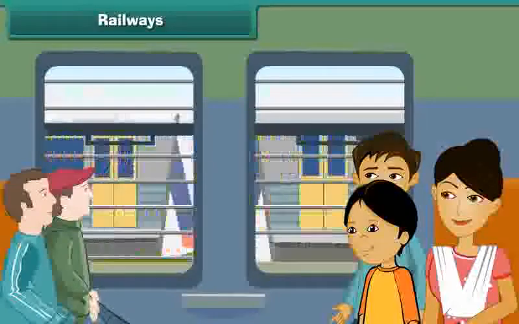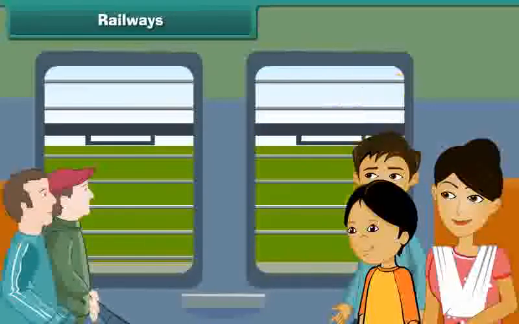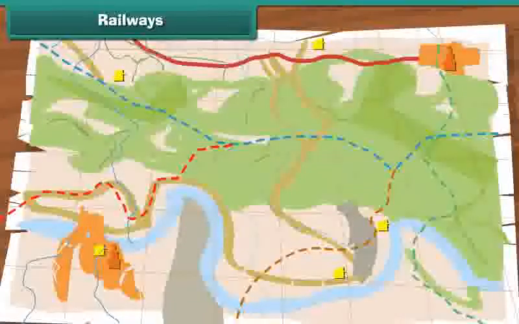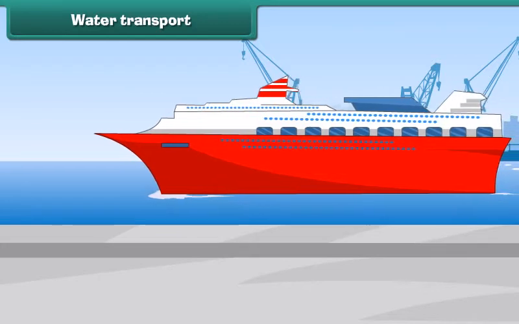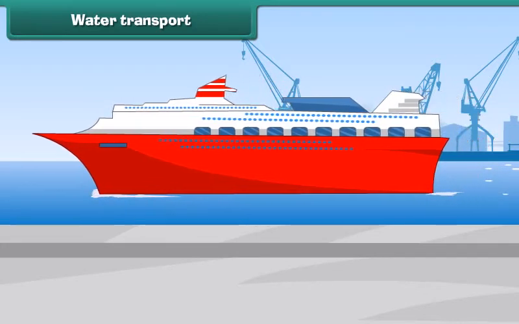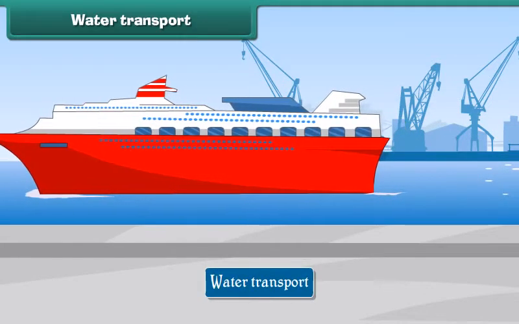Railways. Transportation of goods and passengers on rail lines through trains is known as rail transport. The ways or paths on which trains move are called the railways. Water transport. The movement of goods and passengers on water is called water transport.